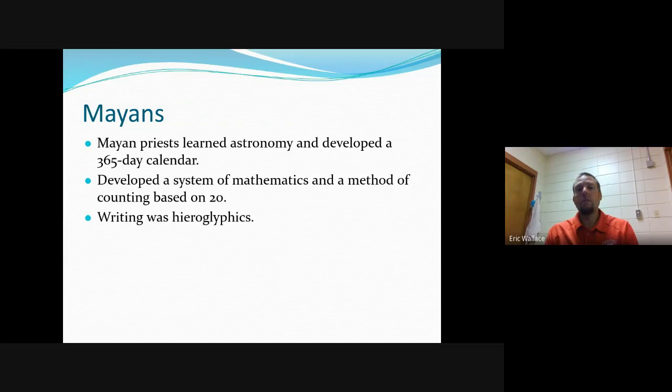Their writing was hieroglyphics. What's a hieroglyphic? Just a picture that represents a word or a symbol that represents a phrase. Kind of like you maybe have heard about the Egyptian hieroglyphics. They didn't have letters. Each picture represented a word or a phrase, and that's how they could write and communicate with each other, besides speaking.